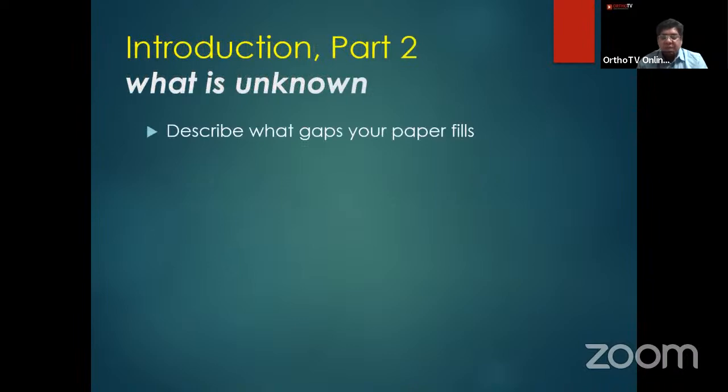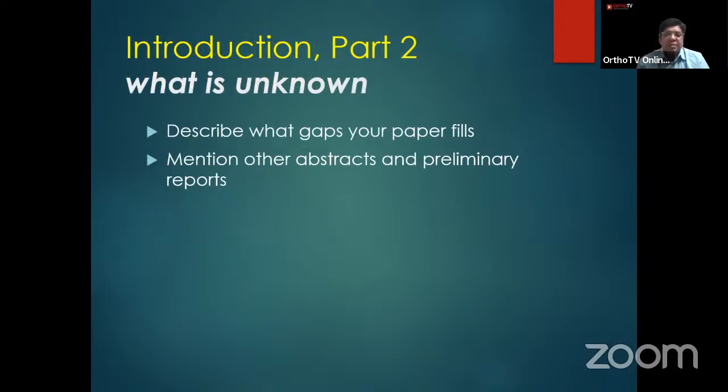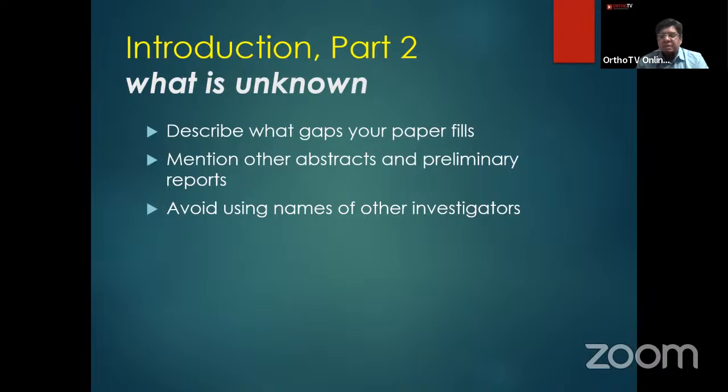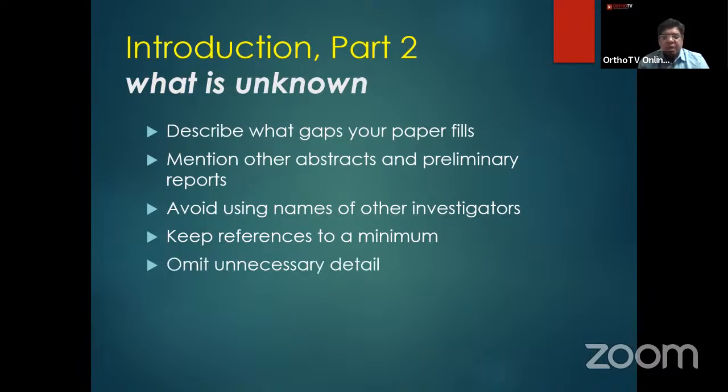What is unknown is the major part of the introduction. Mention other abstracts and preliminary reports, but don't use names of the other investigators. Some of the journals allow that, but unless it is a very, very relevant article, mostly use the conclusions from multiple articles and give references. Keep your references to a minimum, maybe 12 to 15 references are enough for introduction and literature review. Take the latest ones, maybe from the last 2 years, last 5 years. So keep the references to a minimum as well as essential.